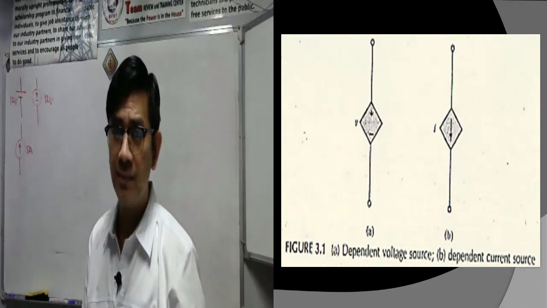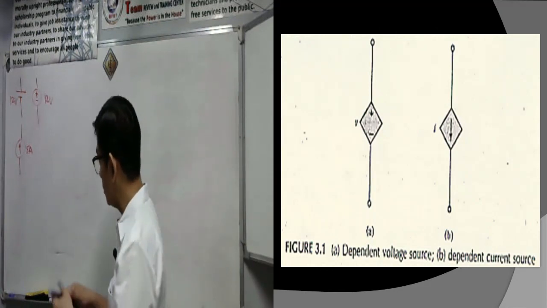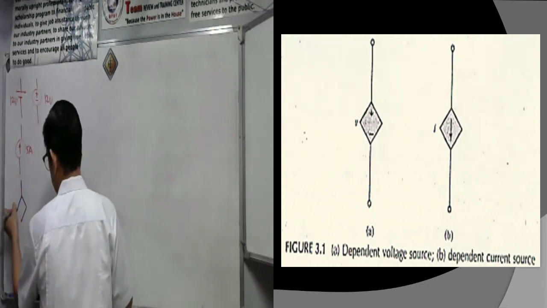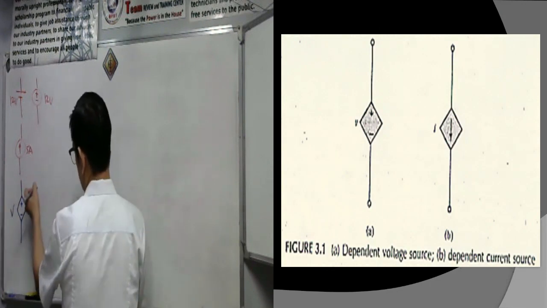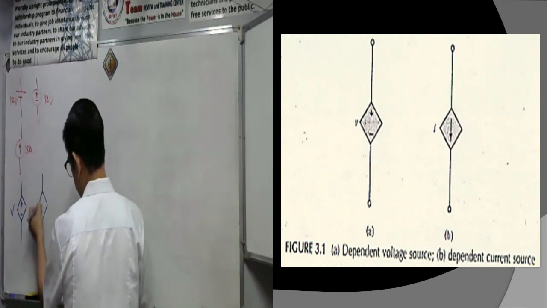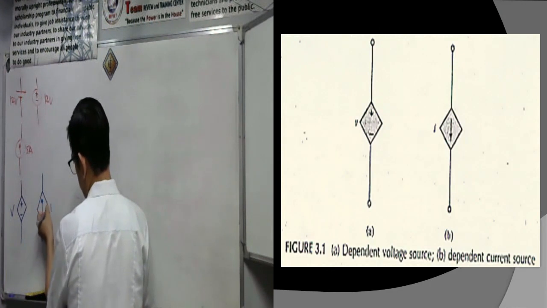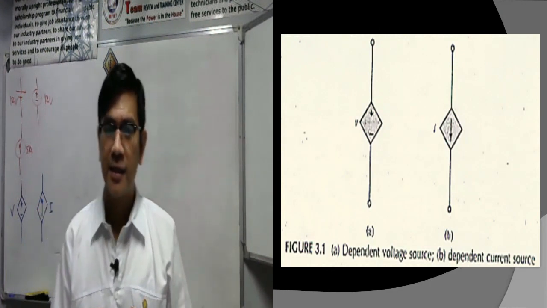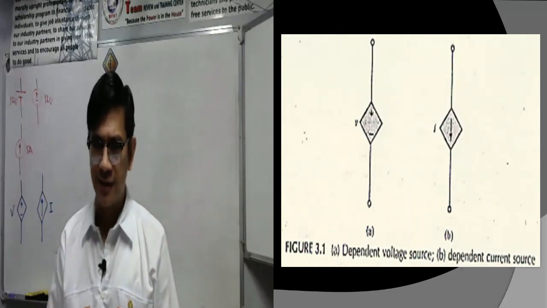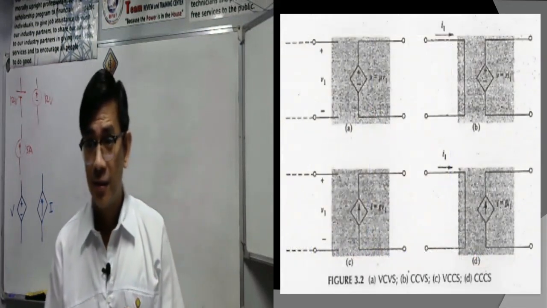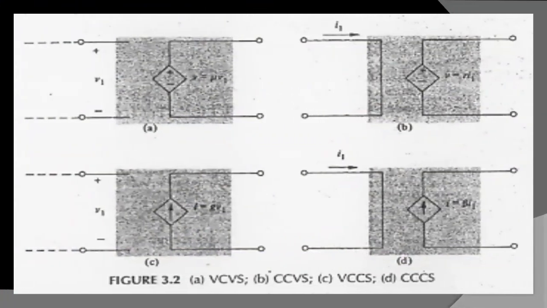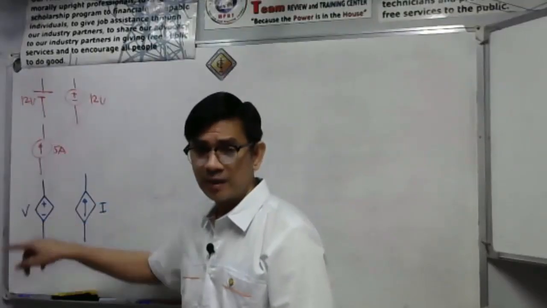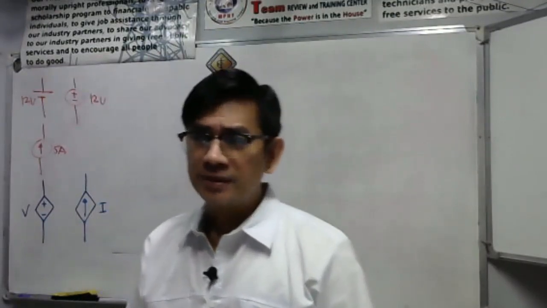So there are types of dependent sources. If I may redraw, this positive, negative is our voltage source. Then let's say we have a dependent current source. So we have different types of these sources. It's quite unclear here. If you see a diamond shape with a negative and a positive, it is a voltage source. But there are two types, as we see here.